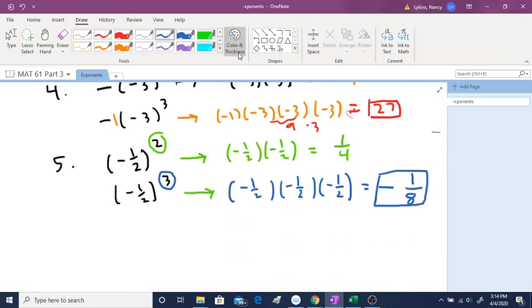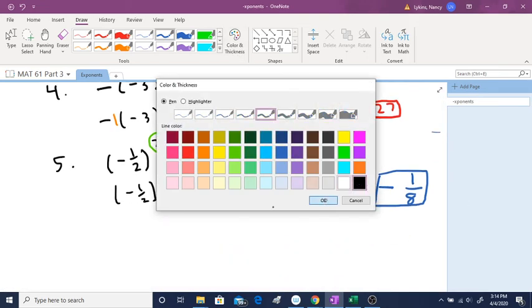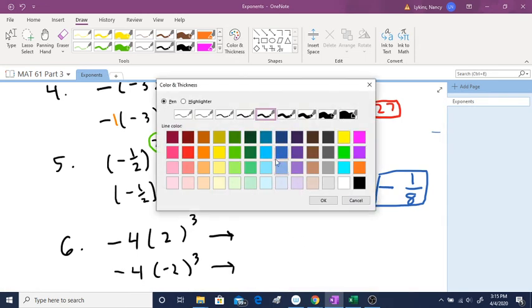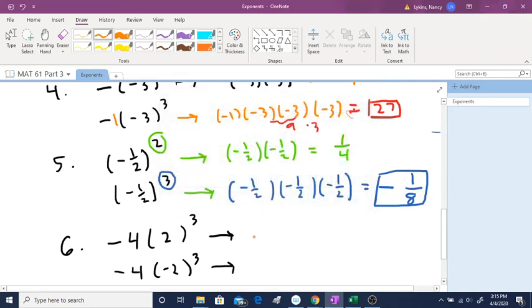And finally, I'm going to give one where maybe you have something like this, a negative 4 times 2 to the third. And maybe you have negative 4 times negative 2 to the third. So in either one of these cases, I would just break your problem down. I would say negative 4, and then I've got 2 3 times.